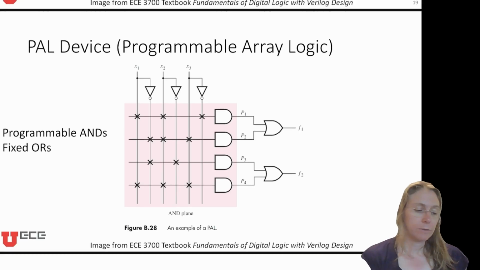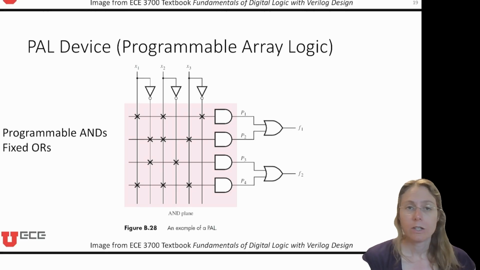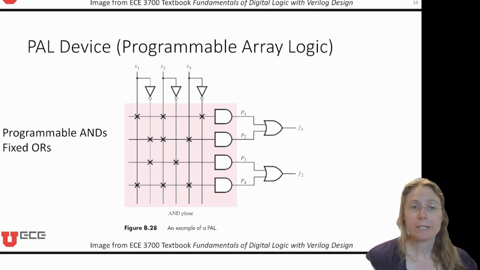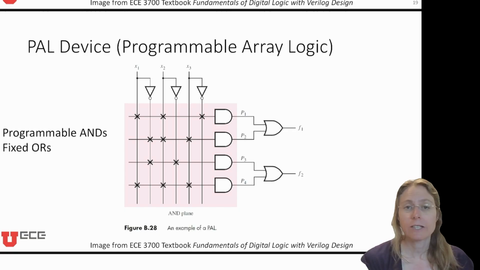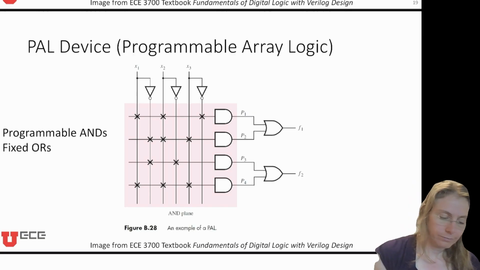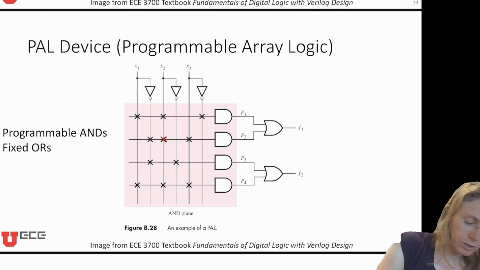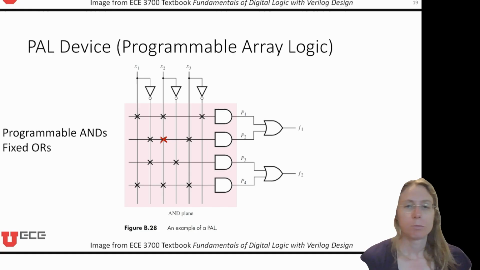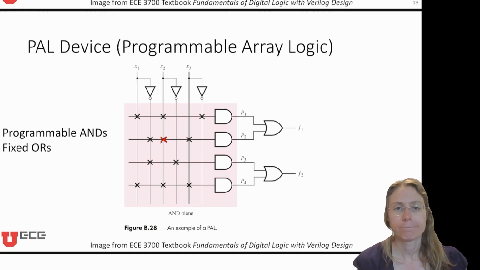And then they also have something called a PAL device, programmable array logic. I know that's confusing because the other one is PLA. This one has programmable ANDs, but fixed ORs, and that makes it a little easier to manufacture and cheaper. So that is a common chip that exists that you could program. And again, they draw these little X's here to show wherever they programmed a connection.